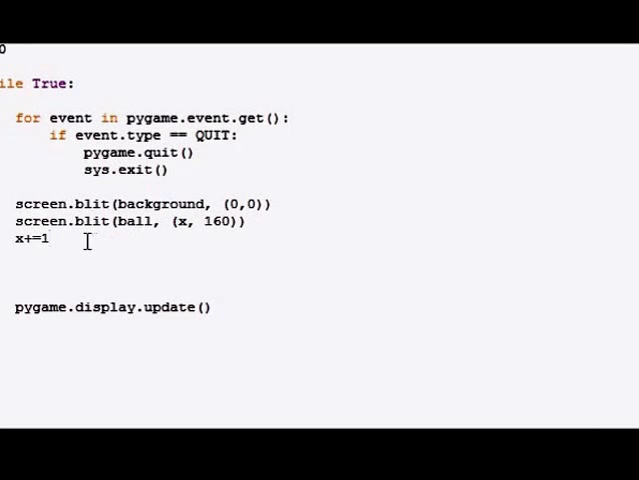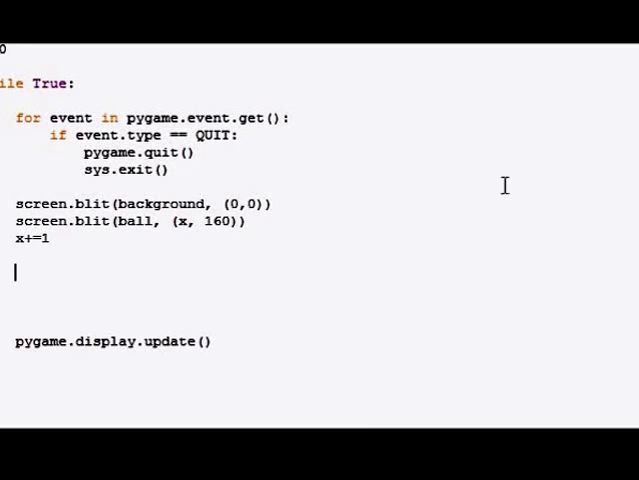So again, if we did this, it would do it for a fraction of a second and then go off into like 1,160, off the screen. But just for viewing purposes, we want to say, alright, when you get to the edge of our screen, which is 640 pixels wide, we want you to start over again at 0, just so we can see what's going on.